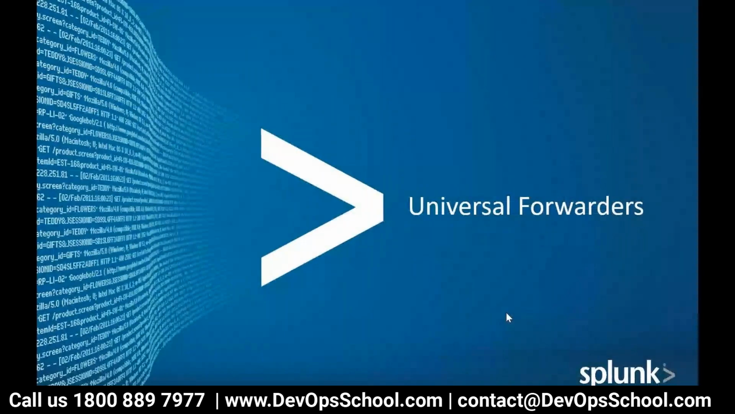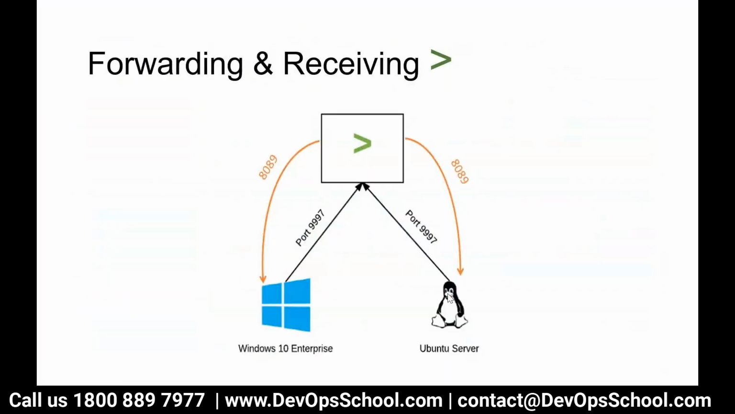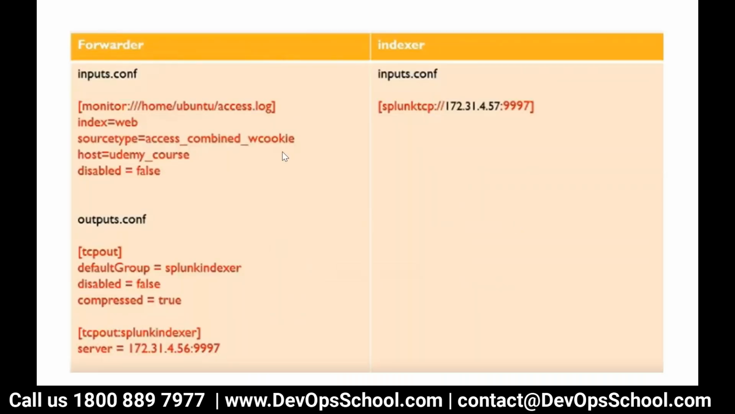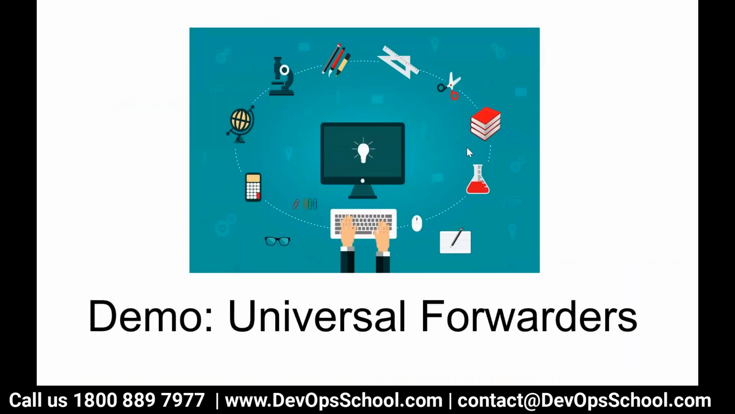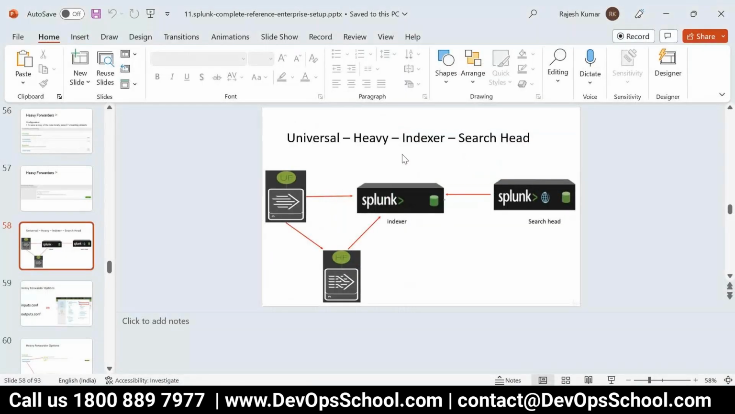Okay, so this is what we discussed about the universal forwarder. Now the port specification, this is the default port specification. Look at this, 8089, 9997 and so on. If you want to modify them, I have shown you these files already, inputs.conf and outputs.conf, on the forwarder and indexer. That installation is done.